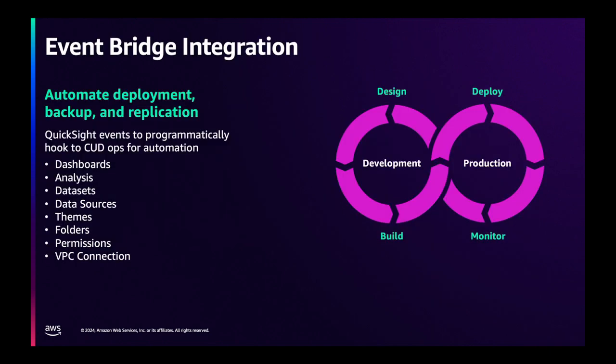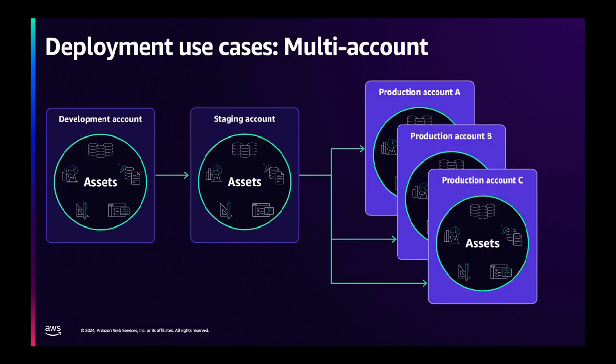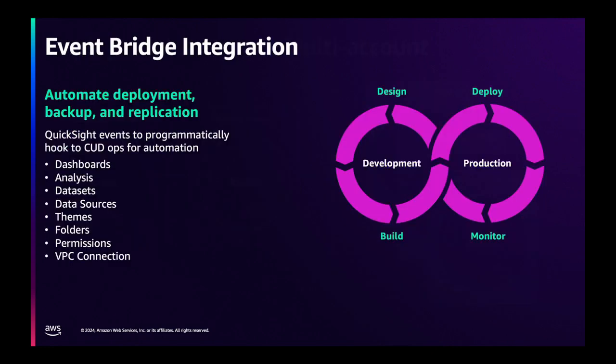Now let's talk about this slide. EventBridge integration. What we have done in the last 18 months or so is integrate with Amazon EventBridge. So Amazon EventBridge is basically a place where services like QuickSight will emit events, right? And customers can create rules in order to capture those events.